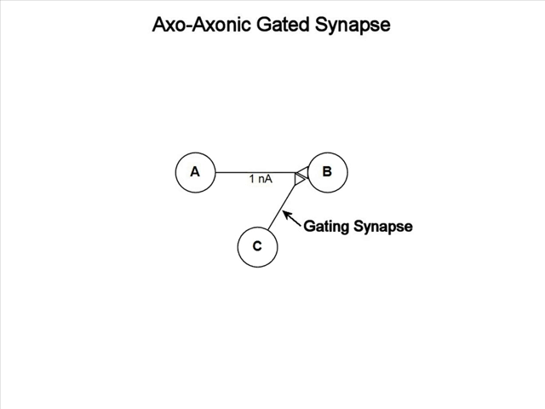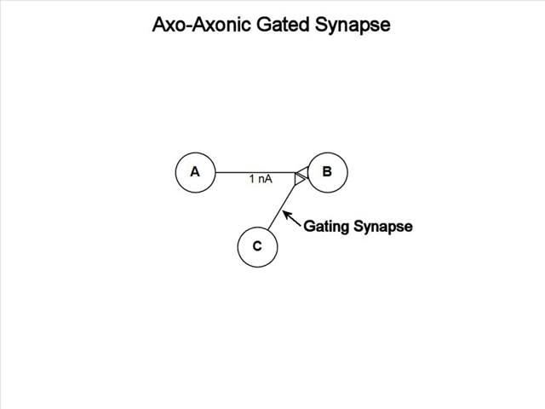So this is an axo-axonic synapse. In other words, it synapses onto the axon of the pre-synaptic neuron A instead of on the dendrite of the post-synaptic neuron B. Its function is to gate the pre-synaptic signal from neuron A to B.